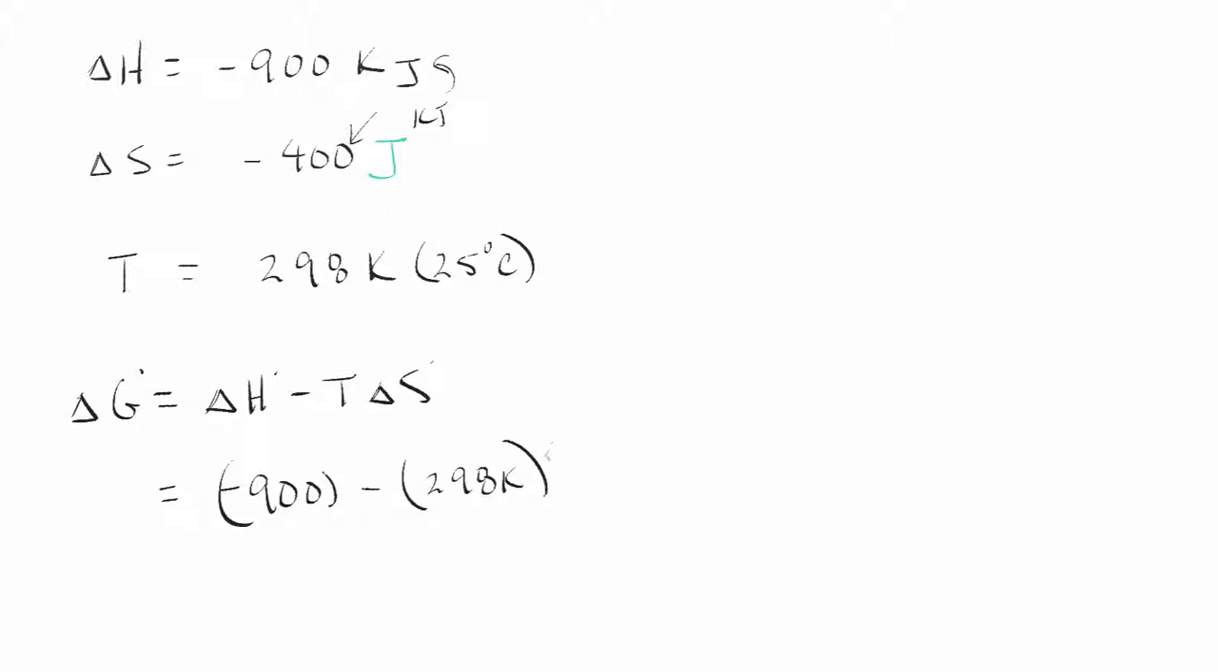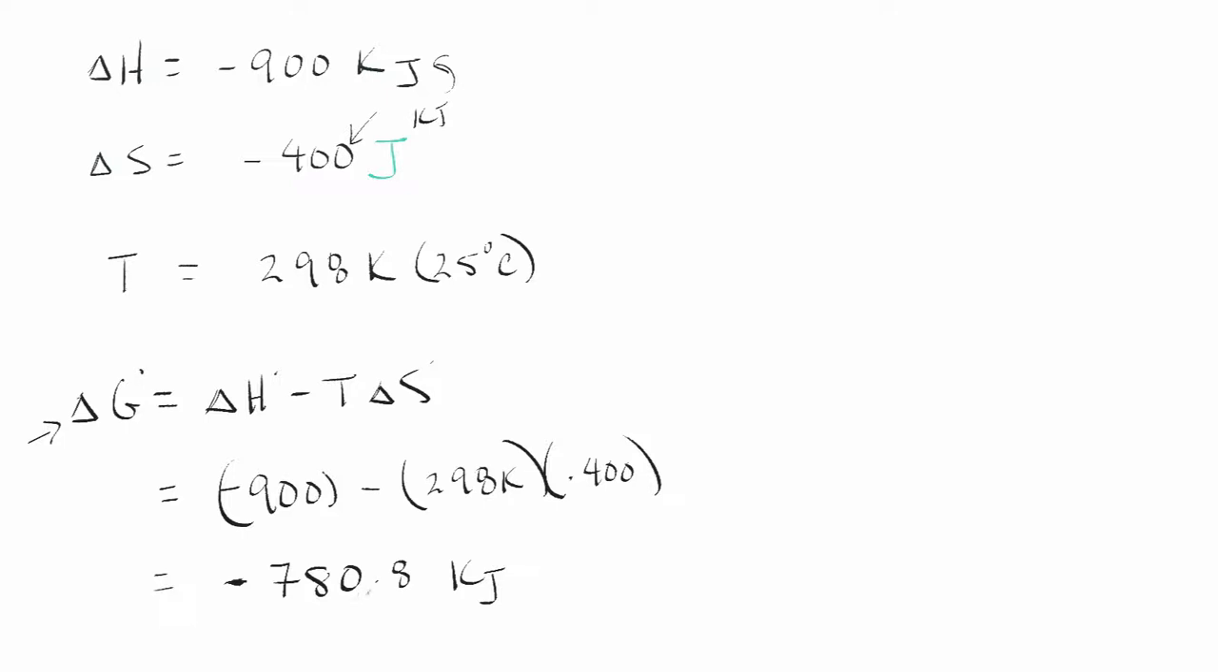So that'll be times 0.400. And you should get an answer that says it's minus 780.8 kilojoules. So notice that kilojoules is what we're left with, which is the requirement for Gibbs free energy.